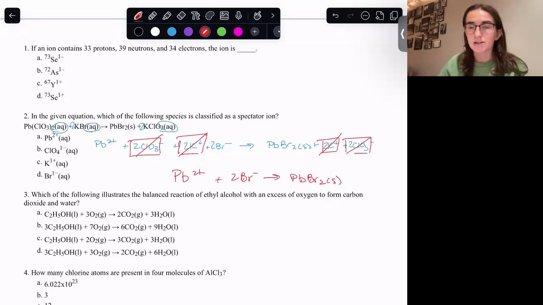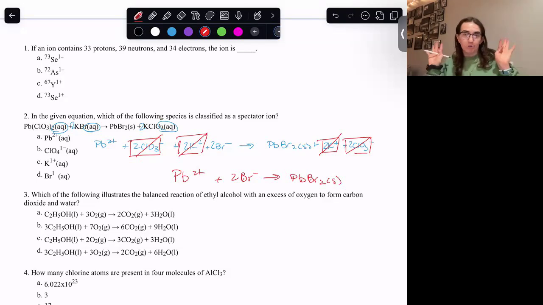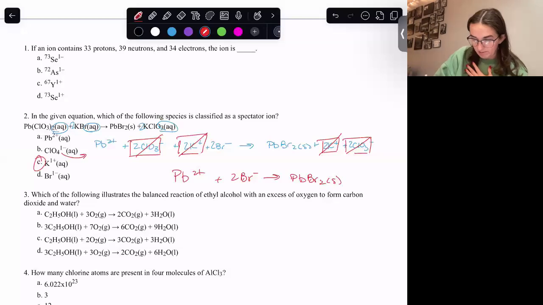The spectator ions are what is just not doing any chemistry. It's literally just hanging out. It's being a spectator. So K plus is your spectator ion here because this is not ClO3 minus.